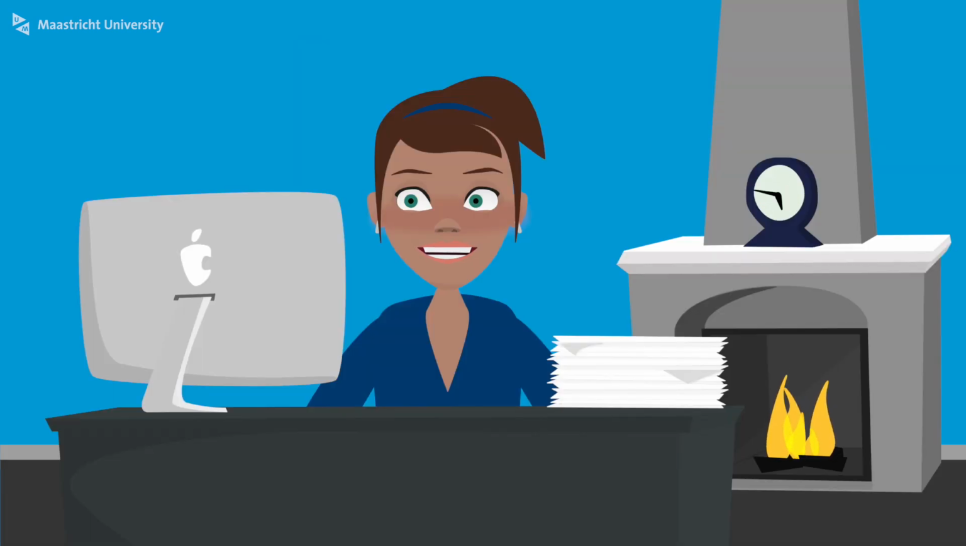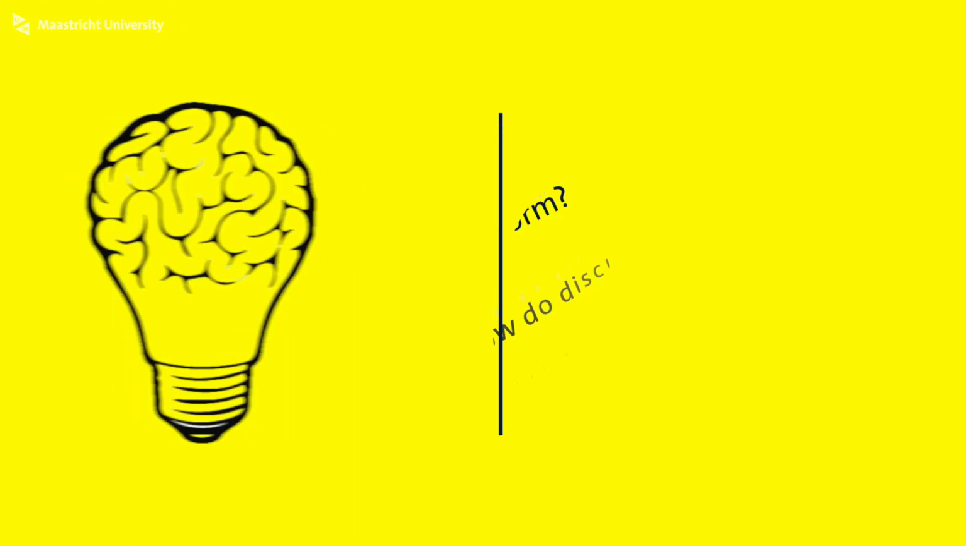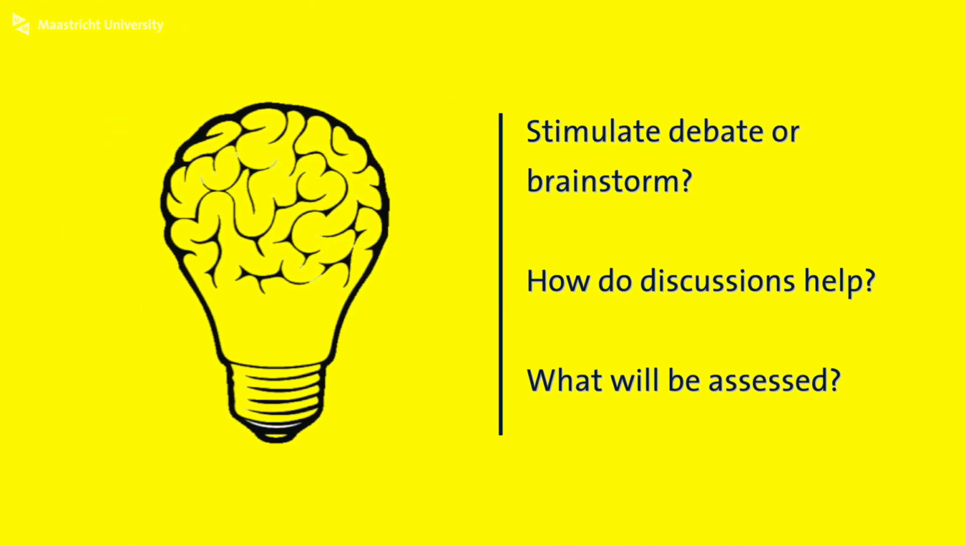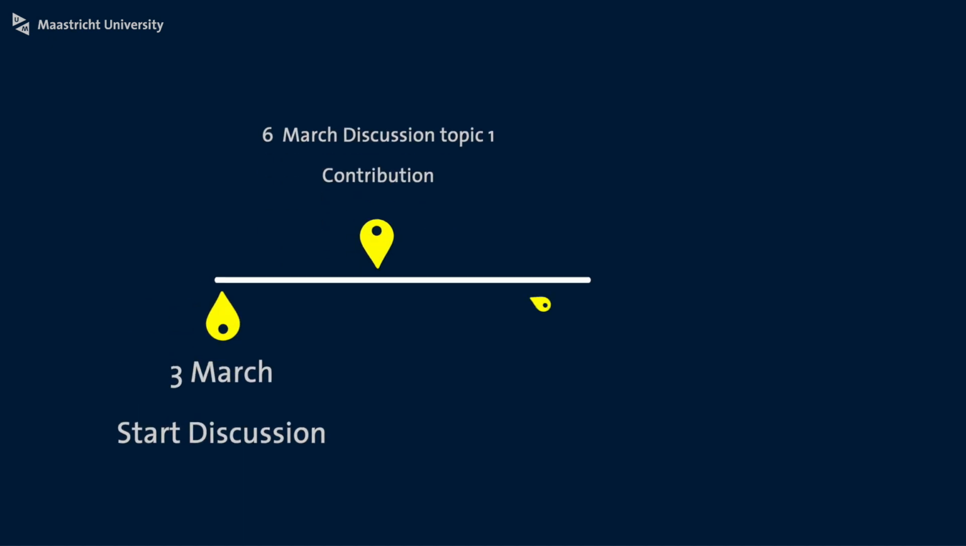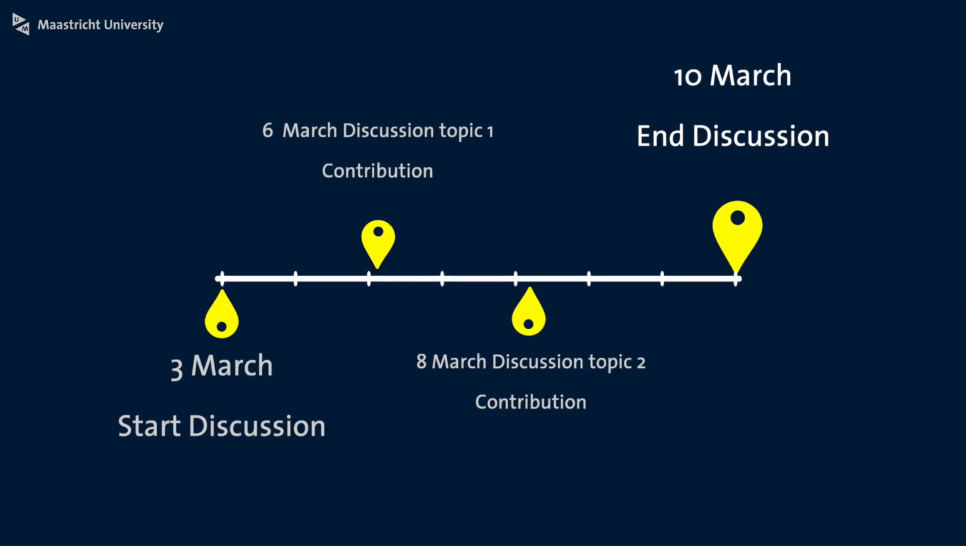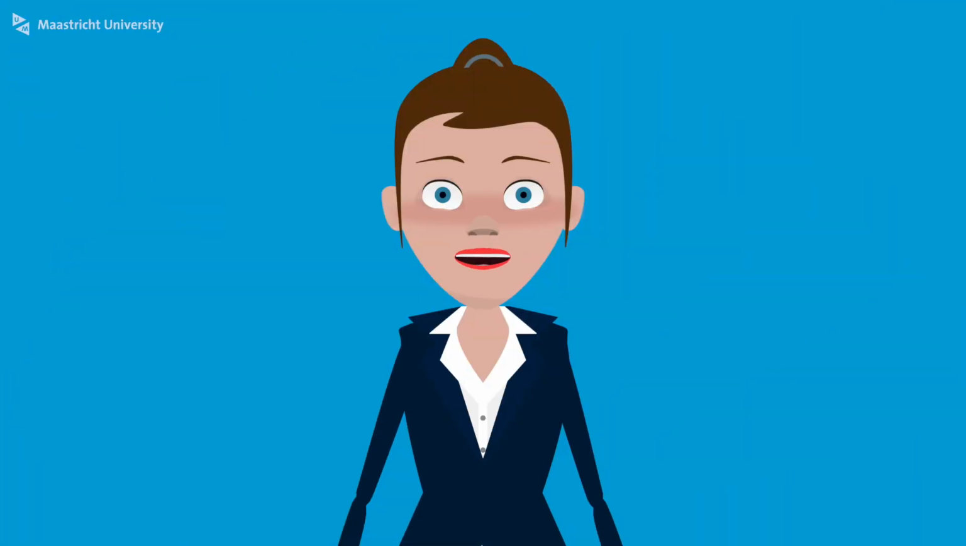If you want to try this, make sure students are aware of the aim of the discussion board. Are you stimulating a debate or a brainstorm? How do the discussions help them to achieve their intended learning outcomes, and exactly what will be assessed? Be clear about when the discussions will start and end, and what you expect from the students in terms of their contributions.